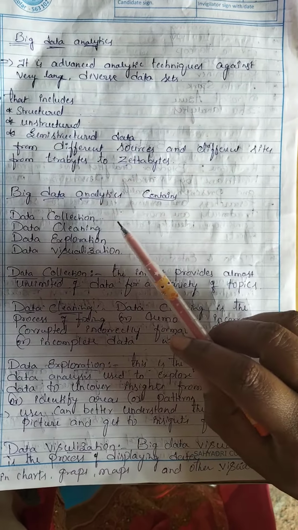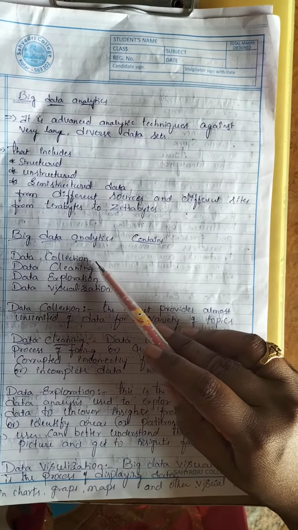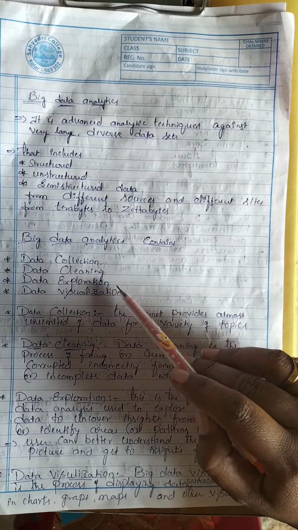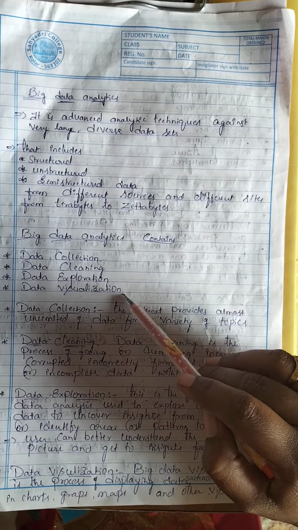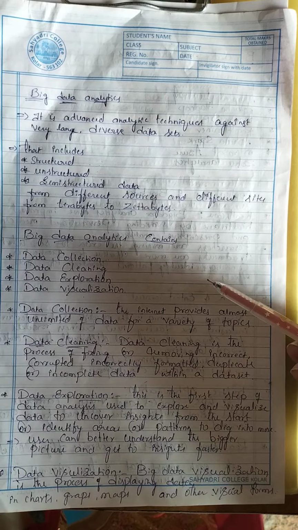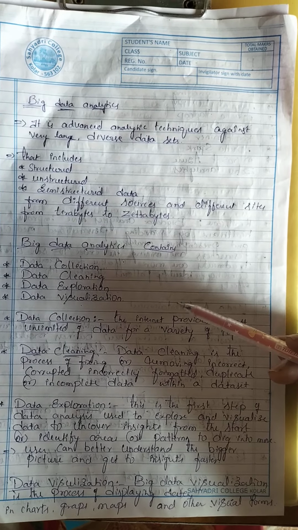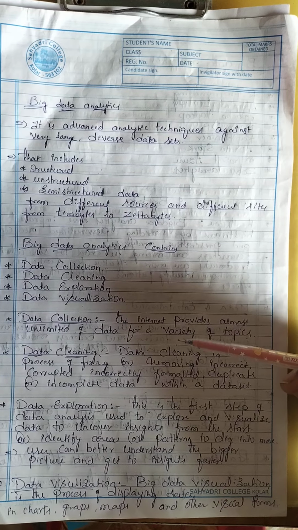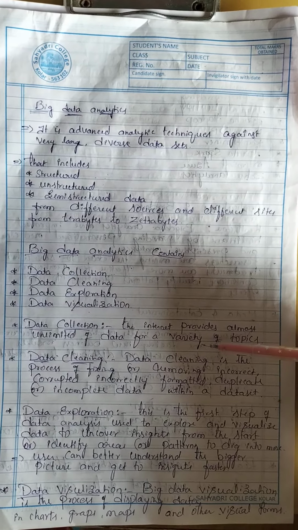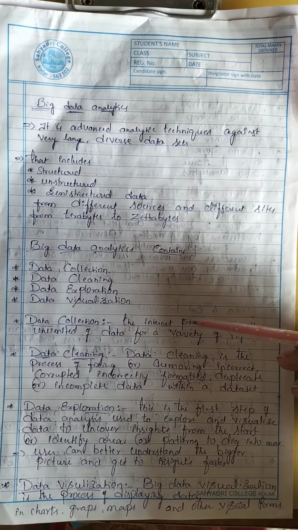So let me explain big data analytics. It mainly contains four stages, or else we call them four steps: data collection, data cleaning, data exploration, and visualization. Data collection is the first and one of the important roles in big data analytics. The internet provides almost unlimited data for a variety of topics. So first we have to collect the information from different sources.